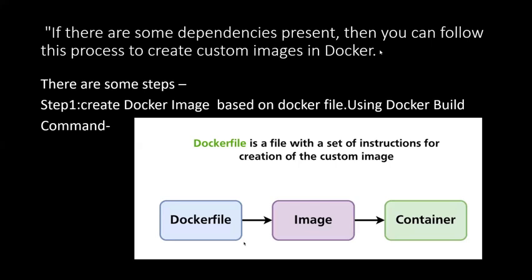With the help of the Dockerfile and the base image, in the Dockerfile we keep the base image and add what is basically a set of file system layers. Some file system layers are added over the base image, and after that the image is created, which is called the custom image. So the image is based on your Dockerfile, and the container is based on your image. If there are some dependencies present, then you can follow this process to create custom images in Docker.